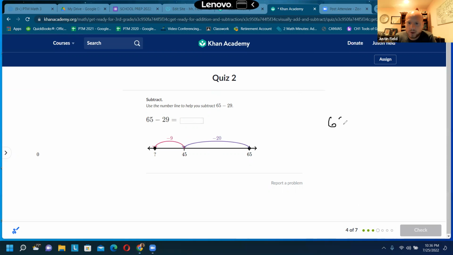So right on your paper, write 65 minus 29. Subtract the ones, but hey, you can't take away 9 from 5. So we make it into 15, which means we borrowed a 10. So we reduce that by 1. 15 minus 9 is 6, and then 5 minus 2 is 3. So the answer is 36.